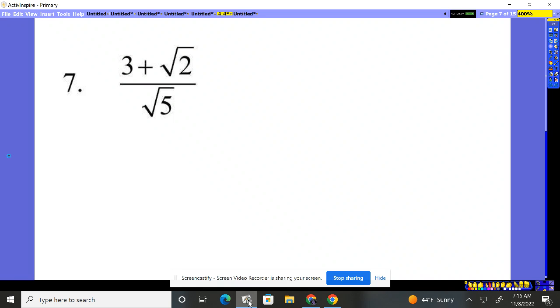Right, number 7. We got to get rid of that radical, that root 5 in the bottom. It can't be there. So we're just going to simply come in and multiply by root 5 over root 5. Why do we do that? Because on the bottom, a root 5 times root 5 is simply 5, because 5 times 5 is 25. And what's the square root of 25? 5. All right, we did it.